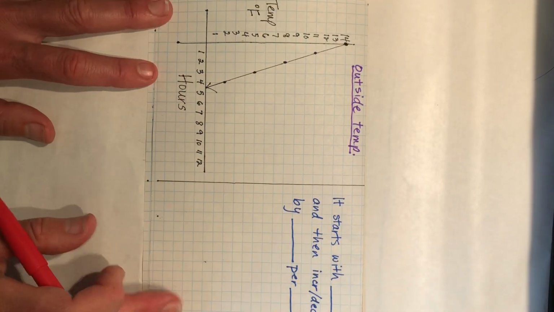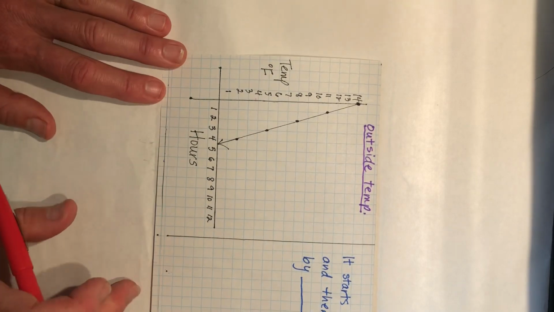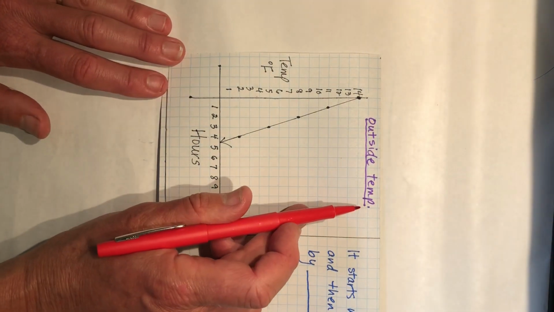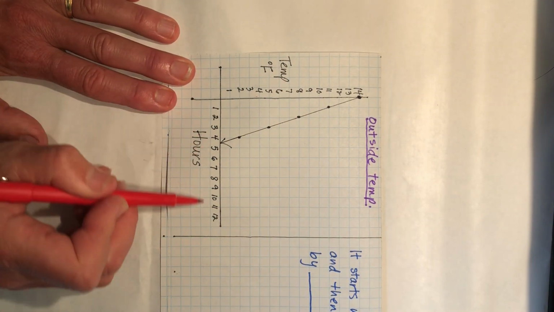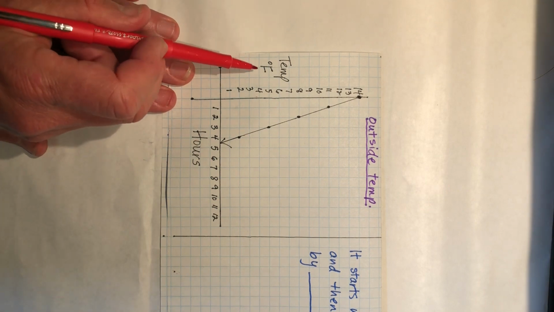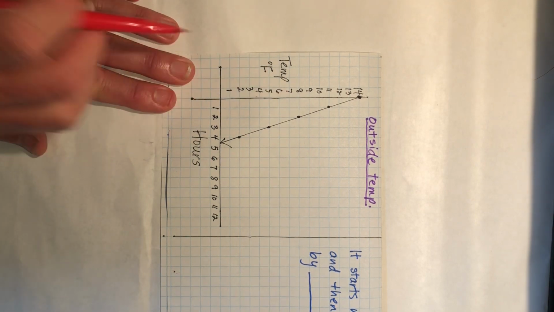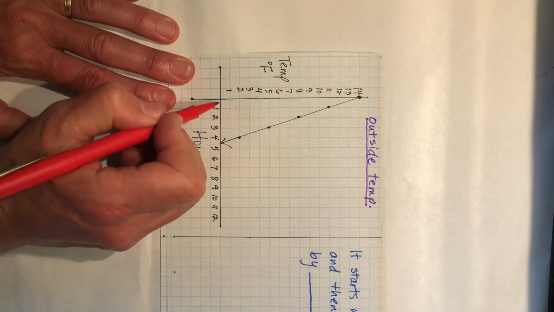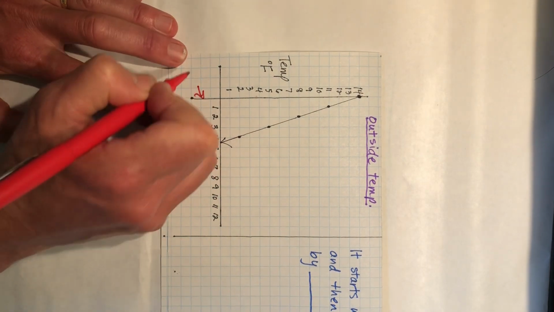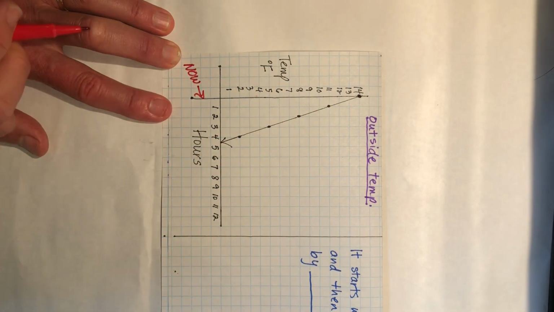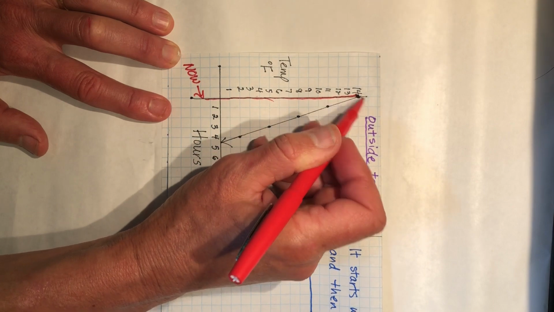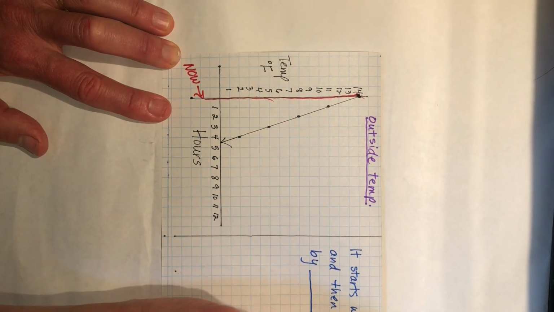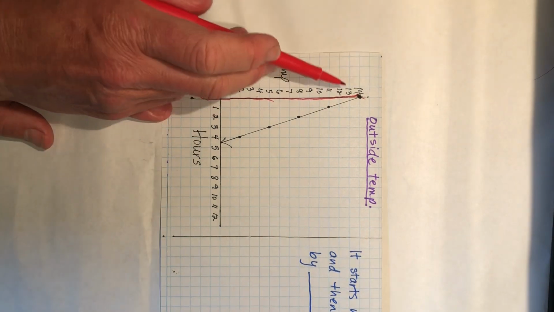Let's look at another one. Let's see what we've got here. This is about an outside temperature. And we have hours, 1, 2, 3, going by ones. And the temperature is also going up by ones. If you remember, this right here means now. This point right here is our start number. And I've said this before, but we call that the y-intercept.